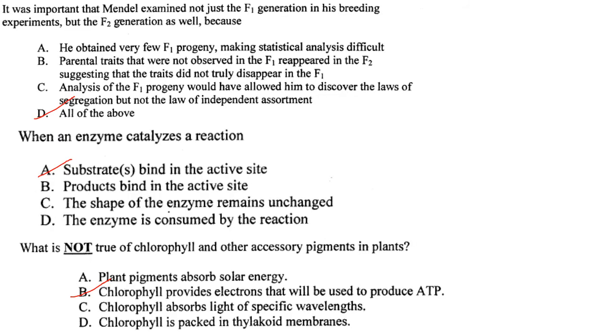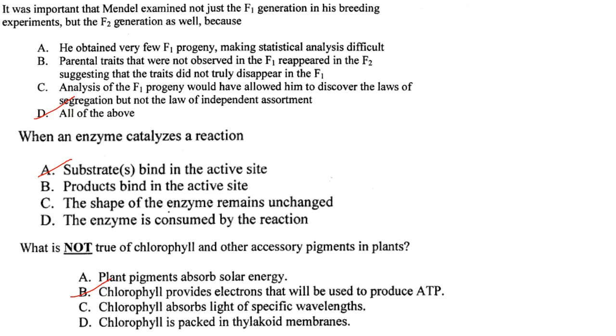So coming to the next question, it was important that Mendel examined not just the F1 generation in his breeding experiments, but the F2 generation as well, because he obtained very few F1 progeny, making statistical analysis difficult. So that is correct. Parental traits were not observed in the F1, reappeared in the F2, suggesting that the traits did not truly disappear in the F1. That is also true. Analysis of the F1 progeny would have allowed him to discover the law of segregation but not the law of independent assortment. So that is also true. So all of the above are true.